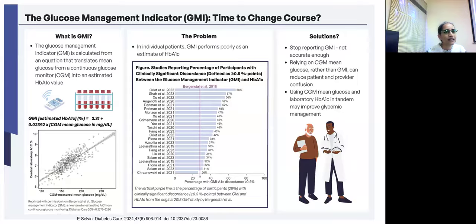So what is this glucose management indicator? This is an estimated HbA1c, which is an integrated measurement of all the glucose values, converted into an estimated average glucose. When people compared the actual HbA1c of the patients with what this glucose management indicator gives, there was significant variability in about 25 to 30% of patients. So this is not a very reliable measurement of the average glucose, but it may help us understand the direction in which we are going.